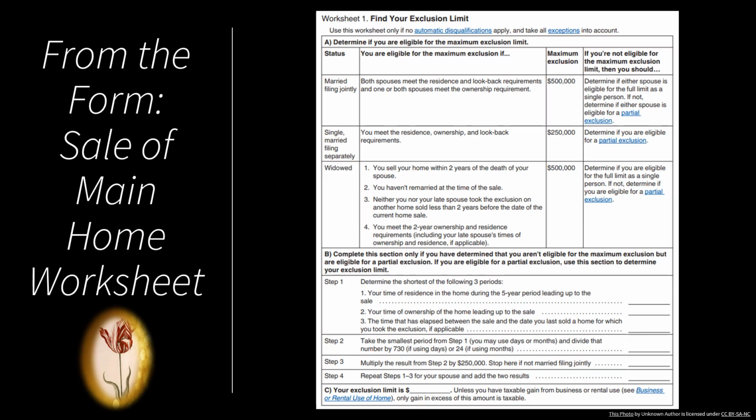And there is a worksheet that is available to help determine whether taxpayers can take the full exclusion amount or whether they can only take part of it. It's important to note that if they're only able to take part of that, we will be sending them to a paid preparer.